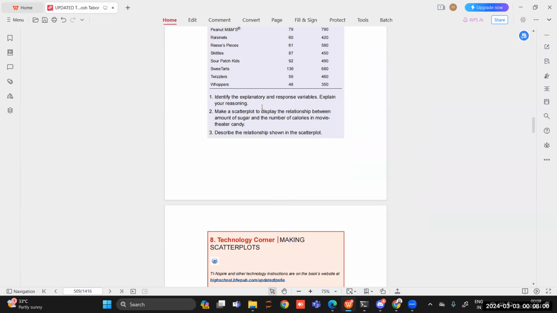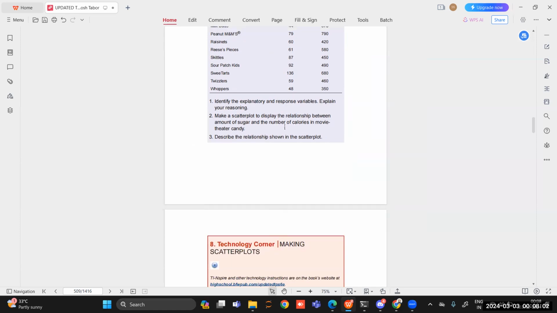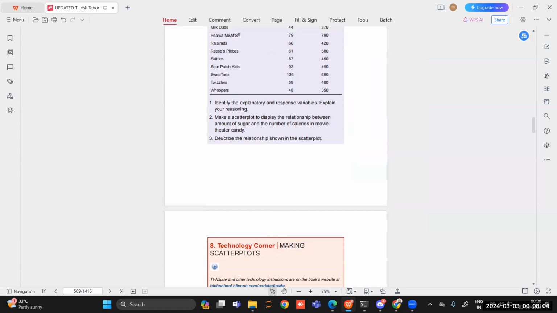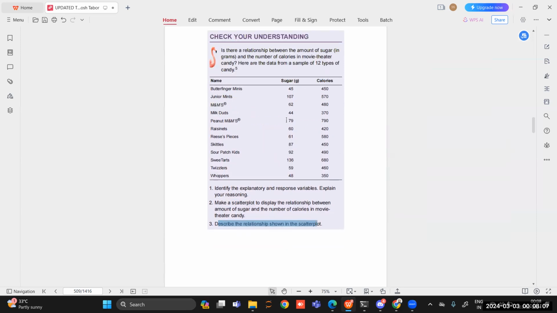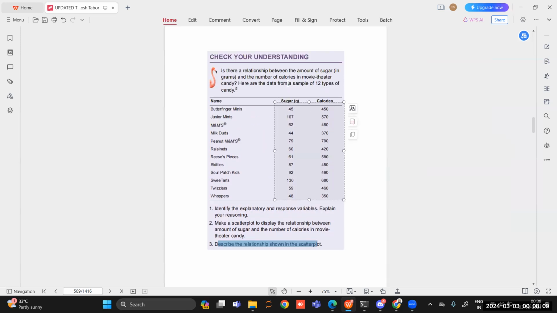So make a scatter plot to display the calories in movie theater candy. You can do that and describe the relationship for me. Can you think what will be the relationship between sugar and calories?